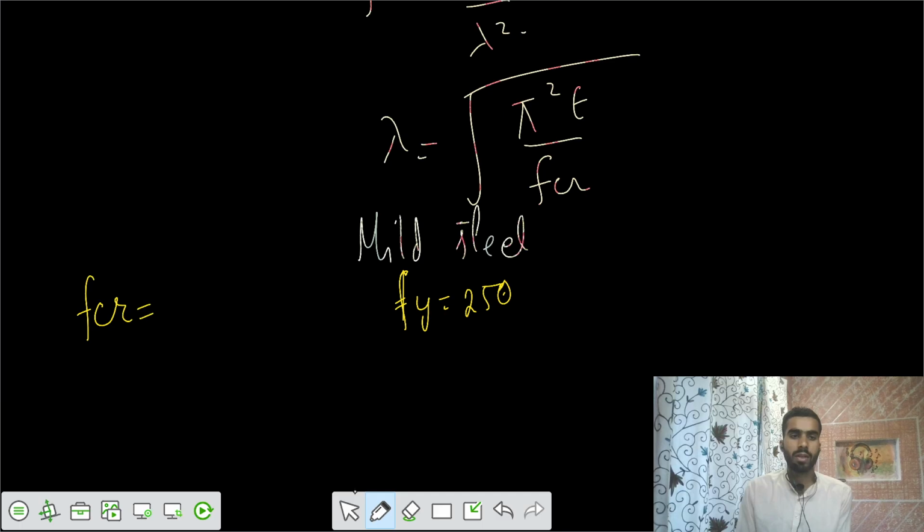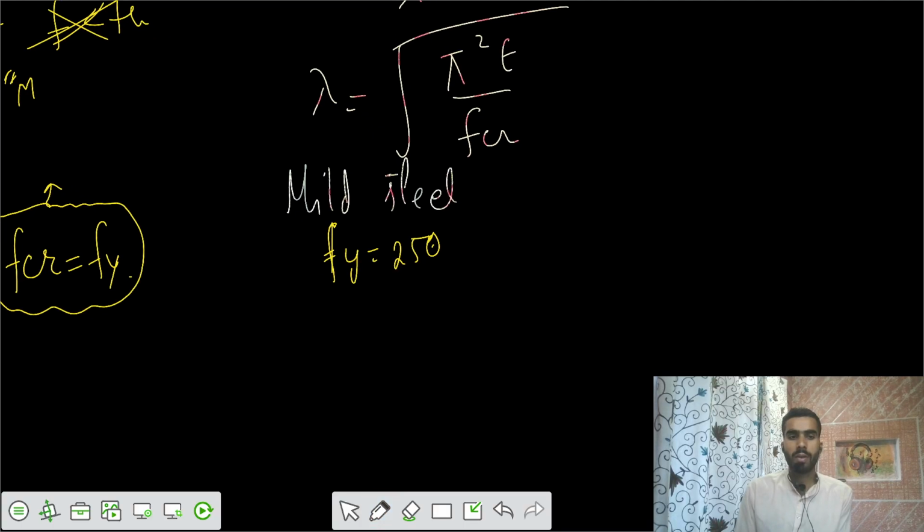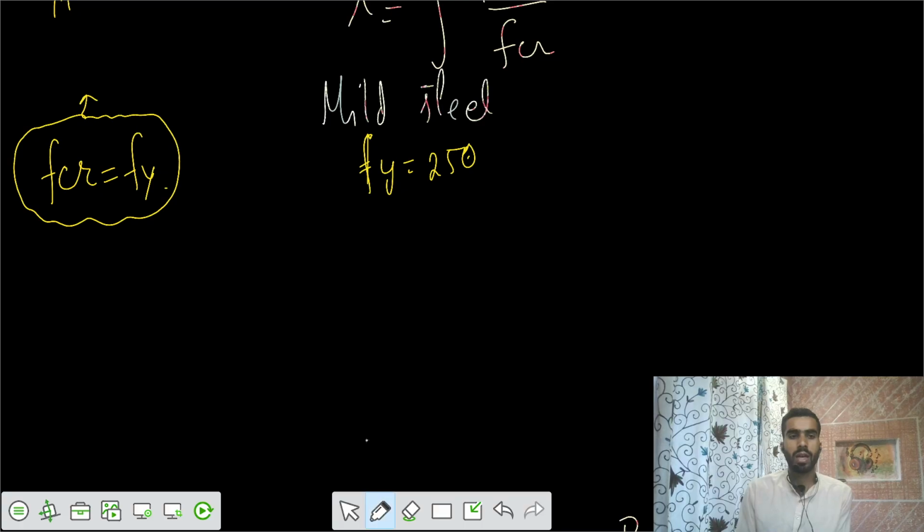If I want the critical buckling stress to be the yield stress, if I want FCR equal to yield stress, that means I want to use that material up to its yield strength. I don't want the stress to be less than FCR. I want to utilize the material up to yield strength, such that it would fail by material failure, not by member failure. So for that, I substitute FCR equals Fy, and use the value of E for steel, which is 2 into 10 to the power 5 megapascal.